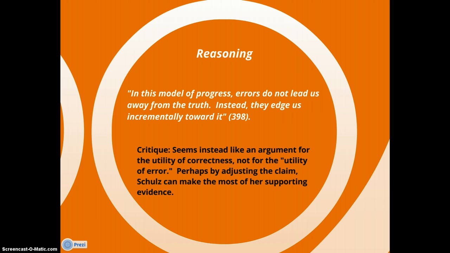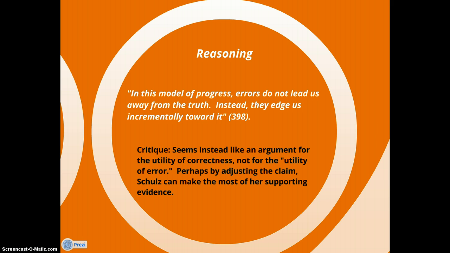That's all well and good, but I'm a critical reader, and it seems to me that this is actually an argument for the utility of correctness, not the utility of error. After all, what the scientific method is, from my point of view, focused on is not being wrong and being wrong and being wrong, but instead on finding new truth. The scientific method isn't there to show us new ways to be wrong. It's there to help us get toward the truth, just as she says in her reasoning, or in her synthesis of how the support matches up with her claim.